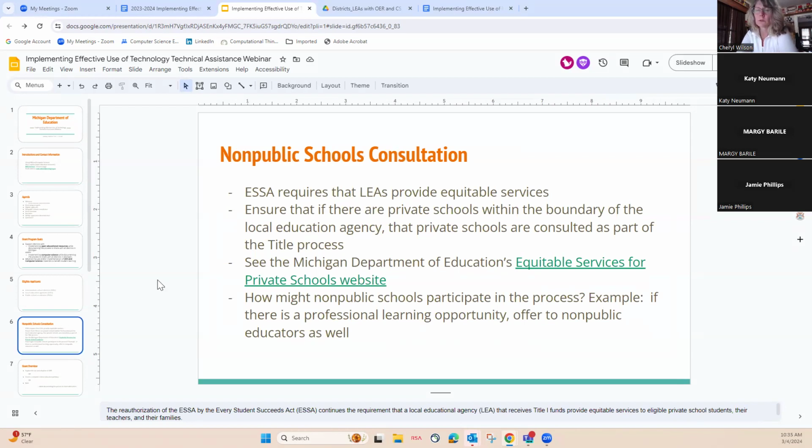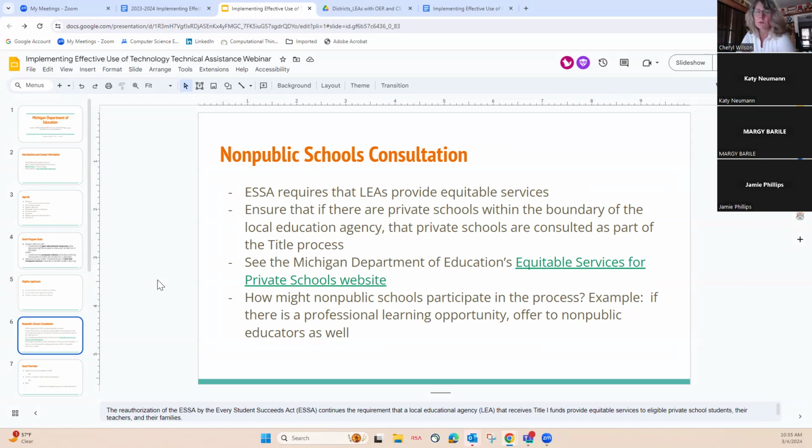And then non-public schools consultation. Part of ESSA requires that districts provide equitable services, and they need to ensure if there are private schools within their boundaries, that the private schools are consulted as part of the title process. And commonly what this means is if you are going to be providing, like, let's say, a computer science workshop on computational thinking, that you would ask those non-public schools if they would like to join in on that. You do not have to pay them stipends or sub costs. Basically just inviting them if they would like to join on in part of that learning process.